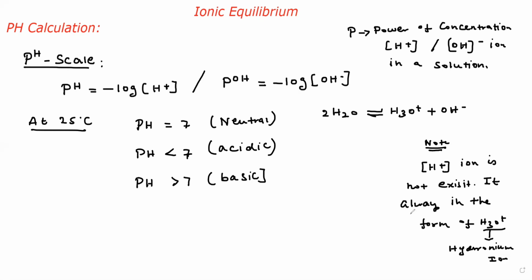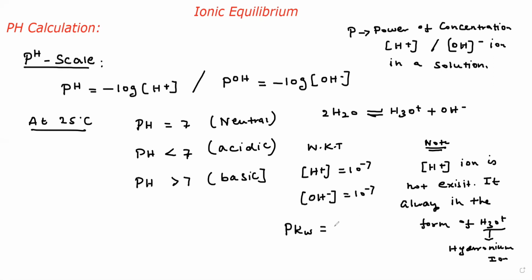Now we know that in H2O, the concentration of H plus is 10 power minus 7. And the concentration of OH minus is also 10 power minus 7. What is pKw? Please note, what is pKw? That is the ionic product of water.